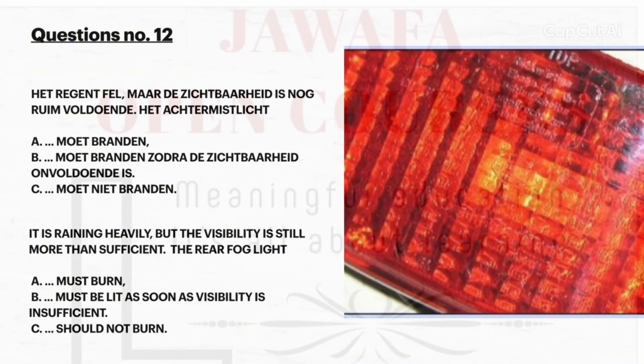Question number 12 asks, if it's raining very heavily, but the visibility is still quite sufficient for you to see clearly, then in such a situation, what exactly should be done concerning the rear fog light? Option number A states that it should definitely be turned on. Option number B is that you should not turn them on if visibility becomes insufficient. And option number C is that you should not turn them on at all.